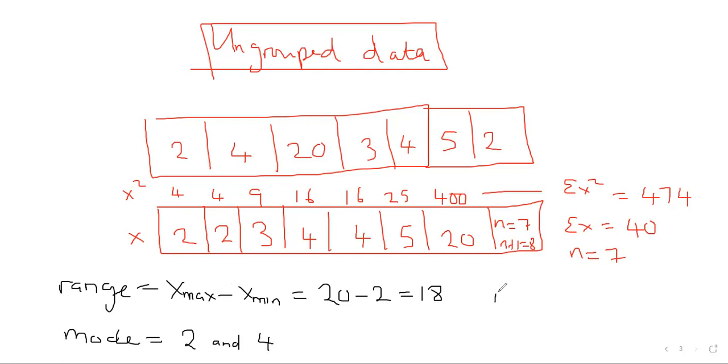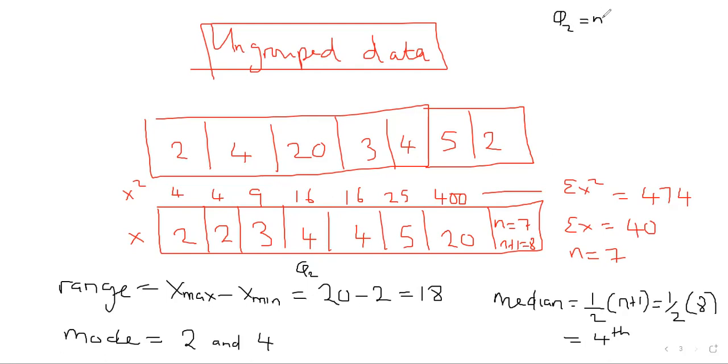Then the median is the middle, half of n plus 1. Now this is where your n plus 1 is important. N plus 1 was 8, right? Half of 8 is what? 4. The fourth number. What's the fourth number here? It's 4. 2, 3, 4. Coincidentally, it is 4. So our median is denoted by the letter Q2, which is the second quartile.